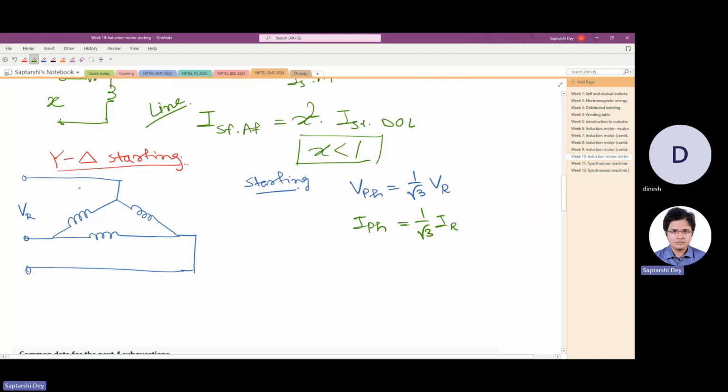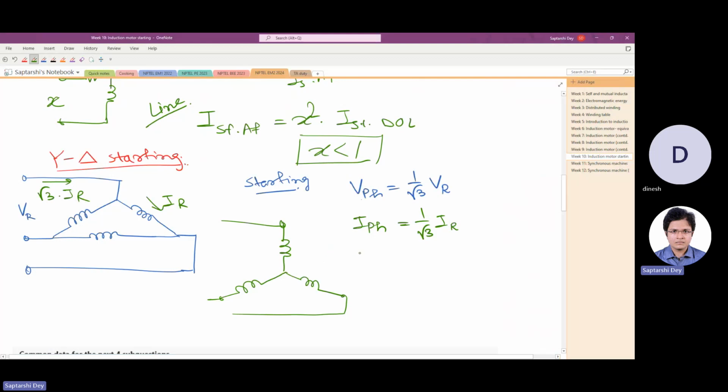Means if this delta connected induction motor, if I had started this with DOL, then the current would have been IR in the phases. Now, since the voltage is 1 by root 3 times, the starting current in the phase is also 1 by root 3 times. Now look at one thing: at starting, if the phase current here is IR, then the line current is root 3 times IR. But when the combination is star, then whatever the phase current is, that is the line current, right?